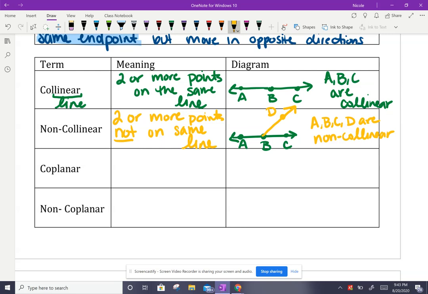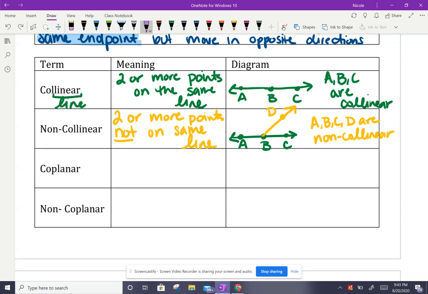Can you look at this example and find another set of collinear points? Are there any? Are there any 2 points that are sharing a line? Anybody? Thoughts? Possibly? What about D and B? That is an option.